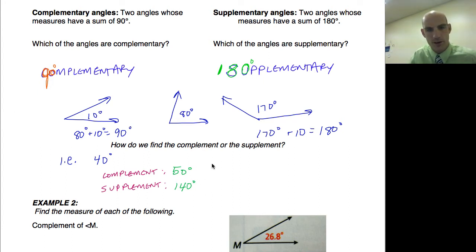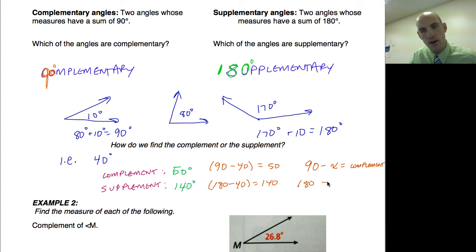The complement, we do 90 minus 40 equals 50. So 90 minus x equals the complement. Down here we did 180 minus 40 equals 140. So 180 minus x equals the supplement. That's the general rule. You take the 180 or the 90, subtract the angle that you have, and you end up with the complement or the supplement.